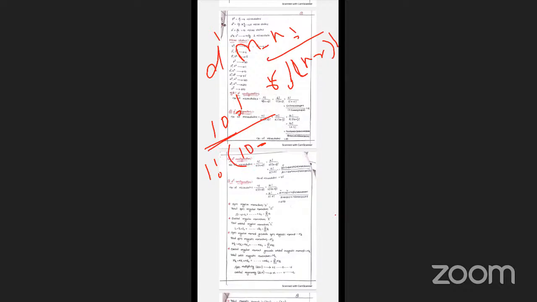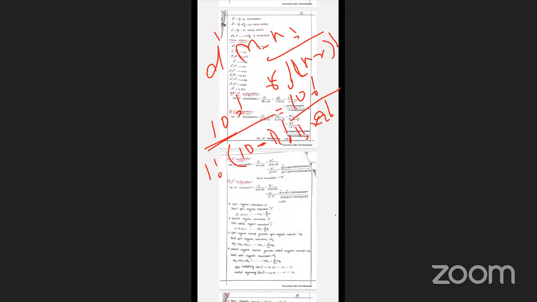For the d1 configuration, the number of microstates is equal to n factorial divided by r factorial times (n minus r) factorial. Here n is equal to 10 and r is equal to 1 electron. So 10 factorial divided by 1 factorial times 9 factorial. This is the final equation.